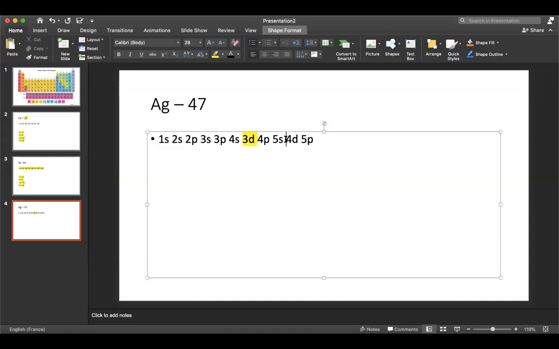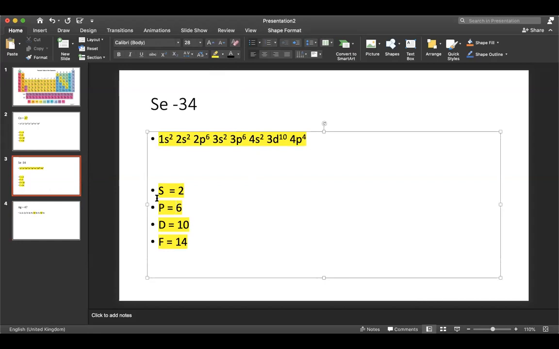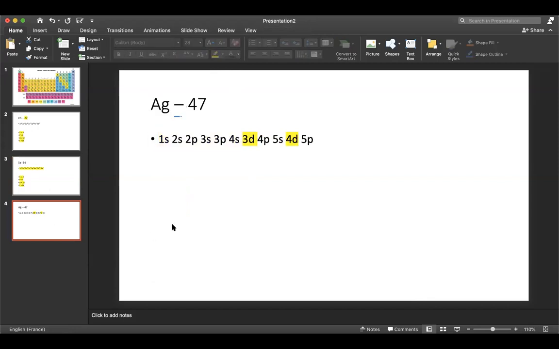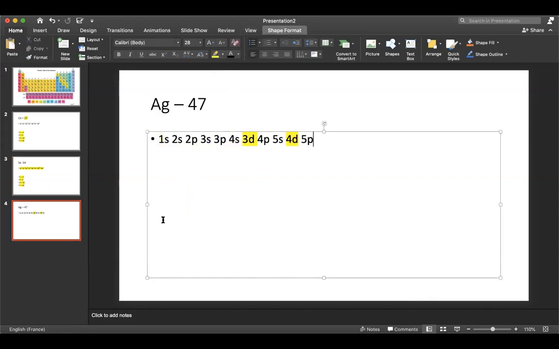These are the energy fluctuations I am talking about. So how many electrons are occupied by each shell? How many for the s orbital? 2. For the s orbital, 2.